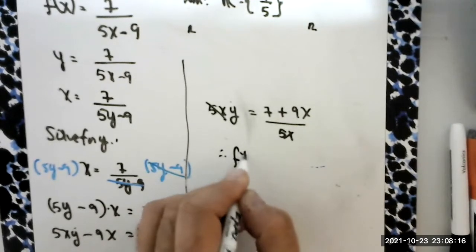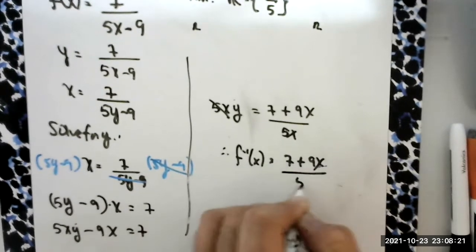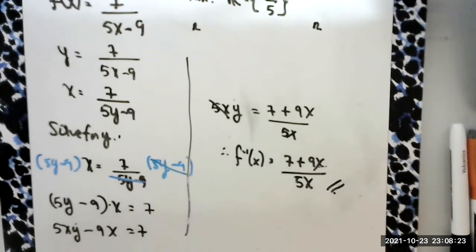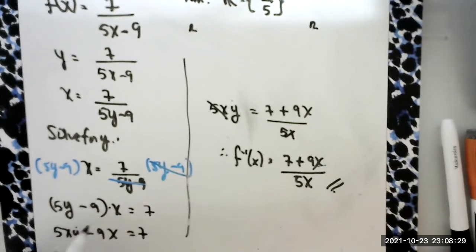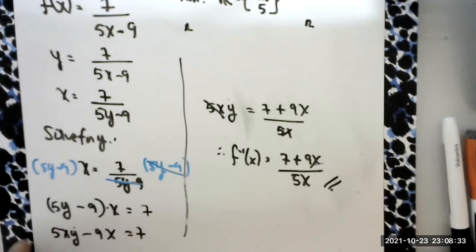So my inverse function is (7 + 9x) over 5x. Nice. Much cleaner than the other mess. So this is what I said. Let me repeat, I like to repeat myself. I prefer to distribute from the get-go, so don't get traumatized later on.